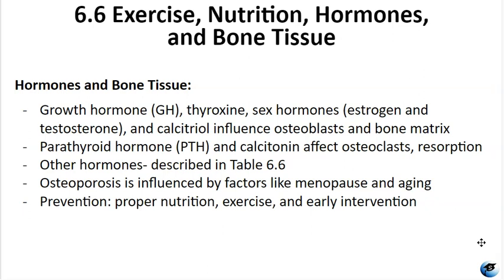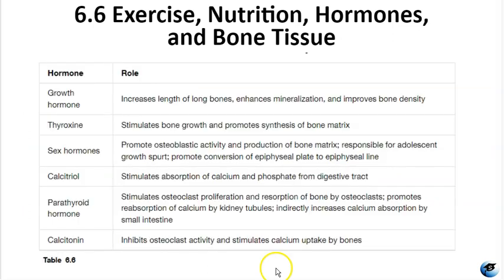Nutrition also plays a crucial role in bone health, with nutrients like calcium, vitamin D, vitamin K, magnesium, fluoride, and omega-3 fatty acids contributing to skeletal well-being. These nutrients collectively support bone mineralization, density, and inflammation reduction. The endocrine system contributes significantly to bone health through the secretion of hormones that influence bone growth, maintenance, and remodeling. Growth hormone, thyroxine, sex hormones, and calcitriol are pivotal in regulating osteoblast activity and bone matrix synthesis. Table 6.6 shows several hormones and their roles in maintaining bone tissue health.